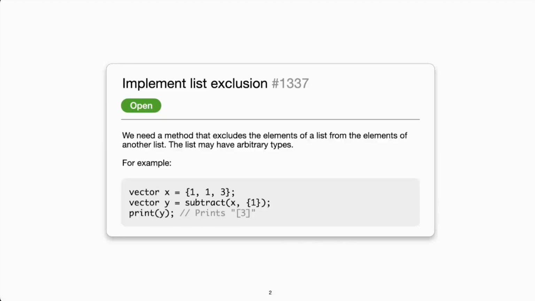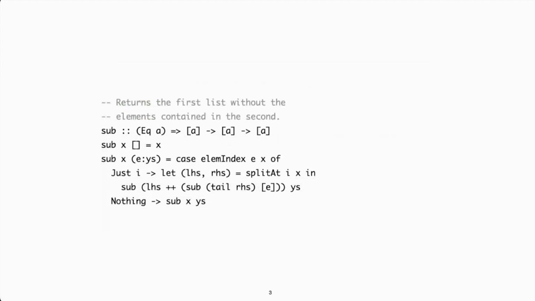And today you've decided to take on this issue, implement list exclusion. The description looks reasonable. There is even an example, but you're a little bit rusty when it comes to algorithms. So you ask a friend for some help getting started. And your friend sent you this very elegant piece of code written in Haskell. She's usually a very good programmer.